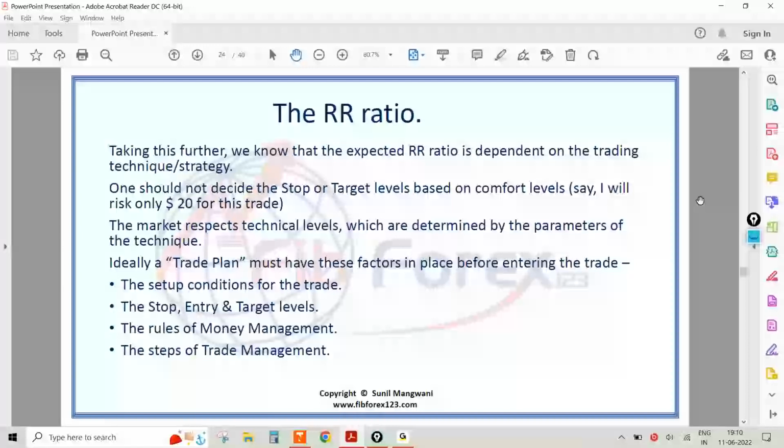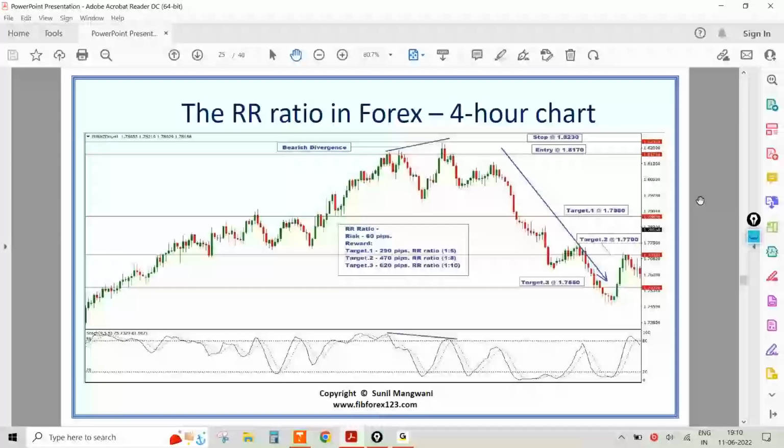It depends on whatever technique I'm following. Now, let's take the risk to reward ratio. I've got an example of a 4-hour chart. This is a trade sometime back which I had actually taken on the Euro New Zealand. This is based on a divergence, and I'm going to talk only about divergences over here for a reason. I'm going to come back to that.